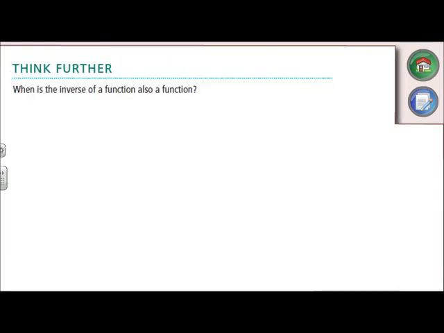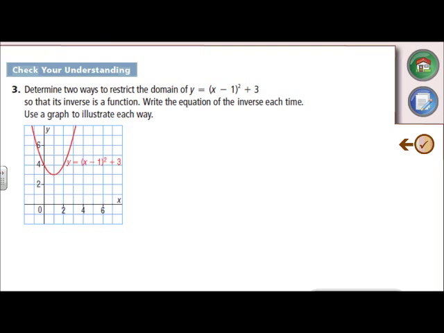So answer up your next question here. When is the inverse also a function? So if you start with a function, when is it going to also be a function at the end? And when is it not? Because that's going to help you to answer the next question of how do we change it. Determine 2 ways to restrict the domain of the original so that the inverse is also a function.